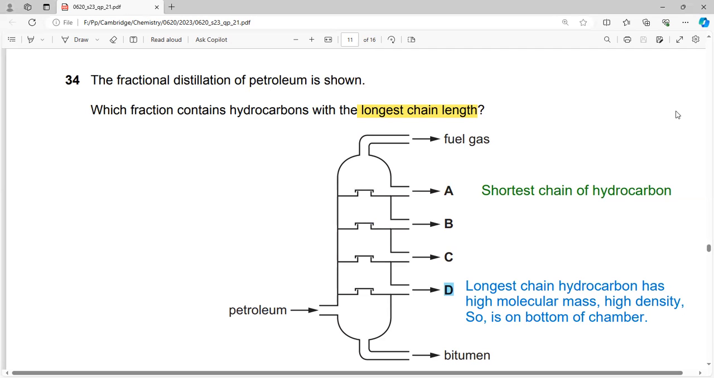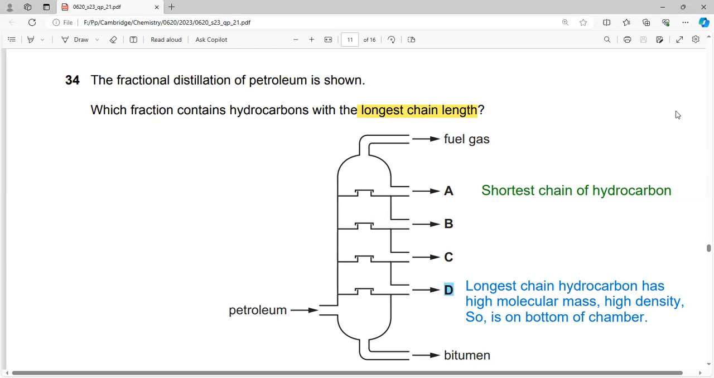This type of separation is called fractional distillation. So here the question is, which fraction has the hydrocarbon chain with the longest chain length? When we talk about the longest chain length, it means it has a high molecular mass and a high density. So it has a high boiling point. So it will be present at the bottom of this fractional column. So D is our correct option.